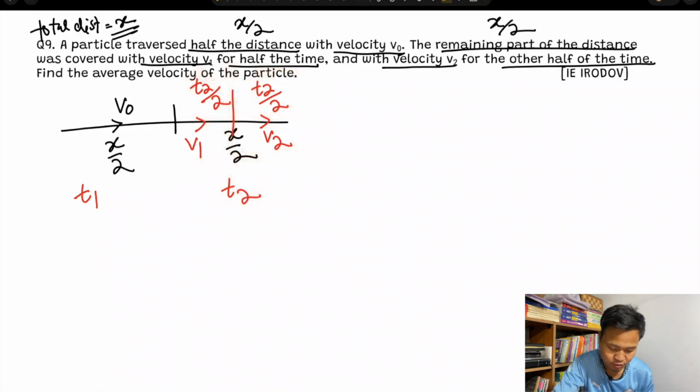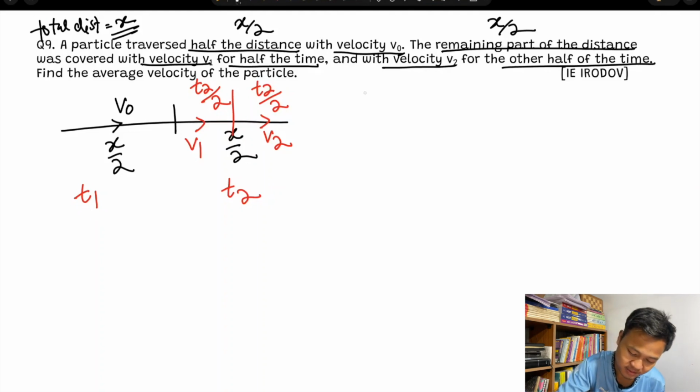Okay, so in the first part it goes with speed v0, then for t2 by 2 it goes with speed v1, and for t2 by 2 it goes with speed v2. So that is the question. They ask you what is the average velocity of a particle traveling in a straight line. Like I told you, average speed and average velocity are the same thing here. Average velocity is total distance divided by total time.